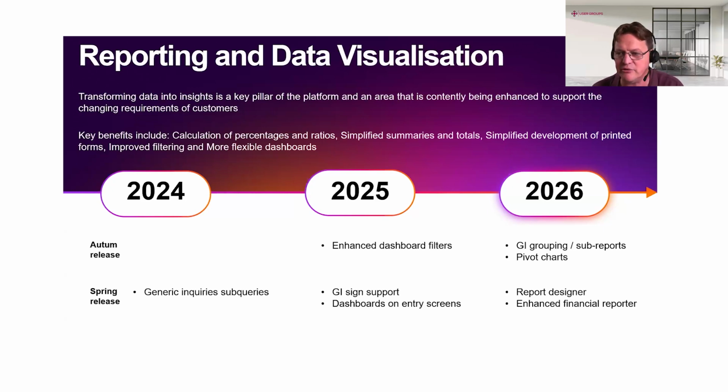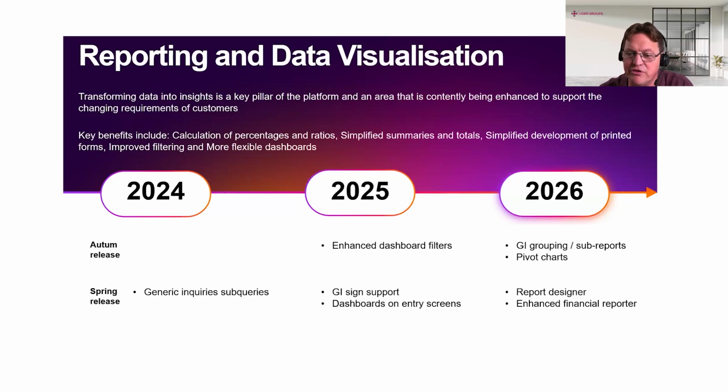Now, currently the product ships with about 300 or so standard reports plus another 200 or so generic inquiries inside the product. So there's a lot of information that is available, or ways to get to your information. But we still want to continue to improve that, make it easier so that you can tailor things at the same time. So the first step in that, which I mentioned earlier on, is subqueries within generic inquiries.